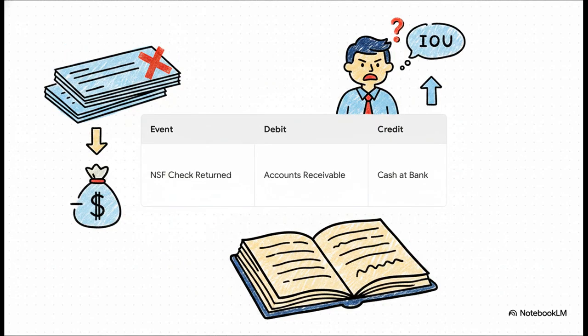But then, of course, there are the not-so-fun true-ups, like non-sufficient funds or NSF checks. When a customer's check bounces, the bank just yanks that cash right out of our account. So our cash goes down, meaning we must credit cash at bank. And because the customer didn't actually pay us, they still owe us the money, right? Therefore, we debit and reinstate their accounts receivable balance.